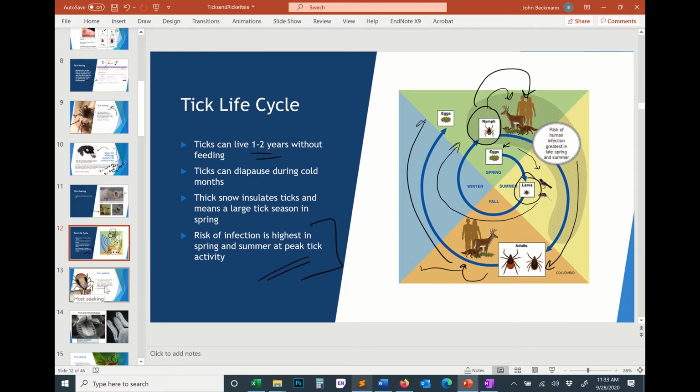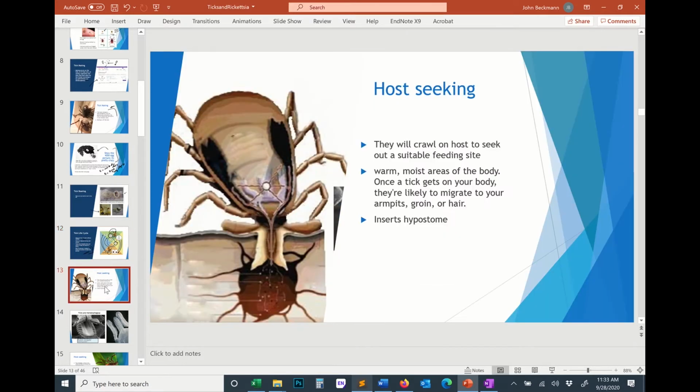Okay. So host seeking. How do they find their host? What do they look for? More on this in a bit. Some of them will crawl onto the host, and once they're on you, they'll find a feeding site. So they like warm, moist areas. So they'll go to your armpits. I got Lyme disease, and it was actually a nymph that was in my armpit that I was not even aware of. So they'll go to places where you can't see, which is kind of scary.